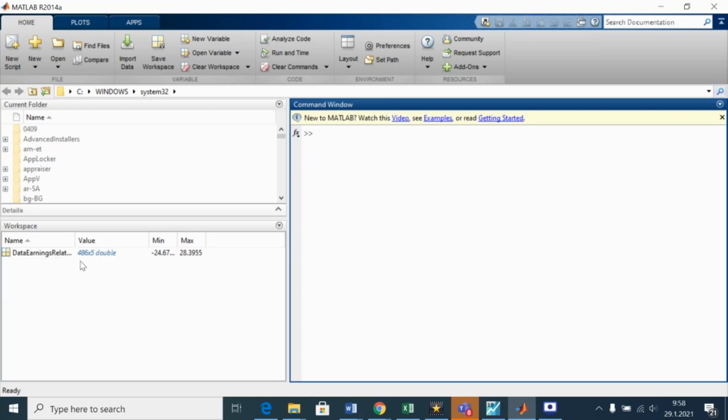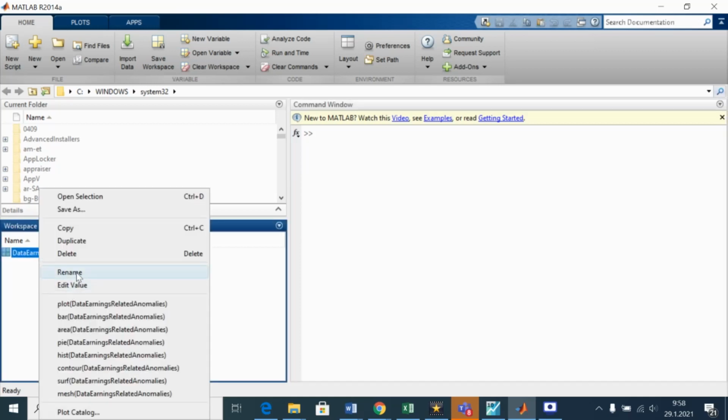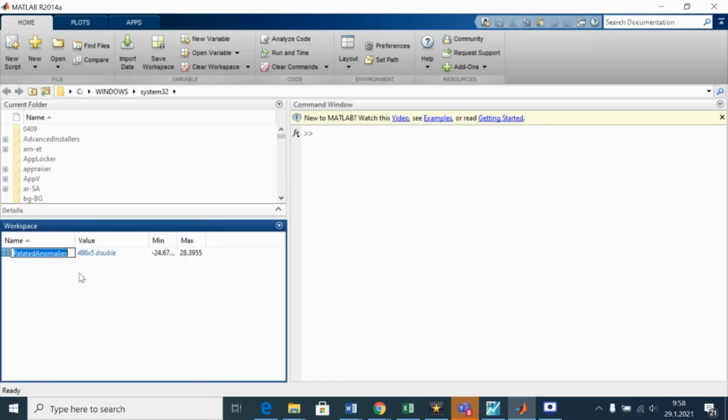Now we have 486 time series observations and 5 different strategies. Let's rename the matrix simply as X.